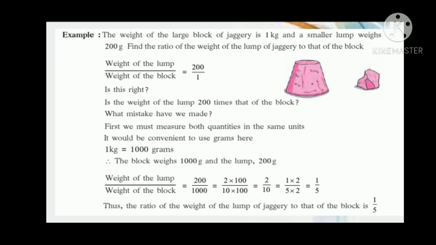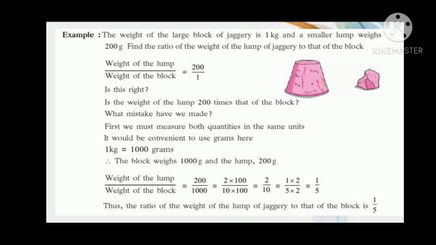So we will convert 1 kilogram into grams. It would be convenient to use grams here, that is 1 kg is equal to 1000 grams, which we already know. Therefore the block weighs 1000 grams and the lump 200 grams. Now we can do the calculation, that is weight of the lump 200 divided by weight of the block, which is 1000, which can be written as 2 into 100 and 10 into 100, which can be further reduced to 2 by 10, and we know 2 ones are 2, 2 fives are 10. That is, it gives us the ratio 1 by 5.